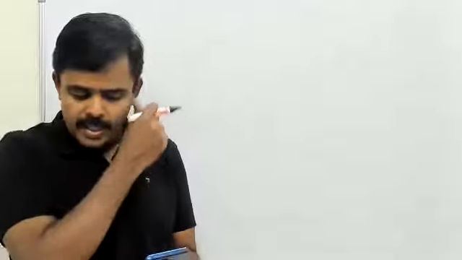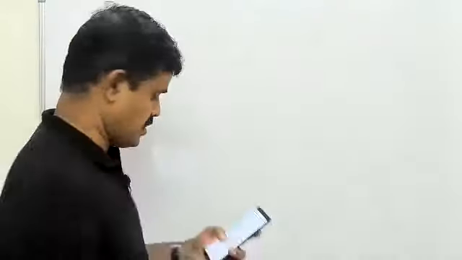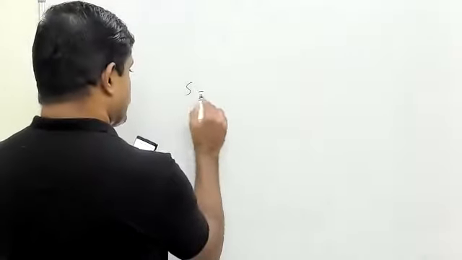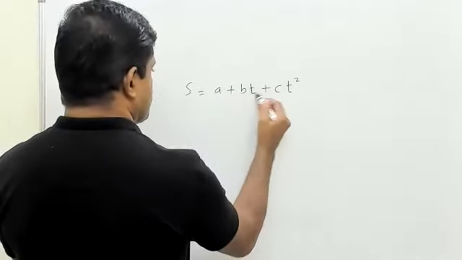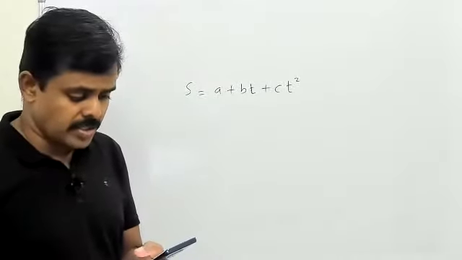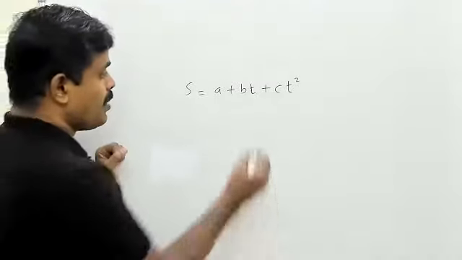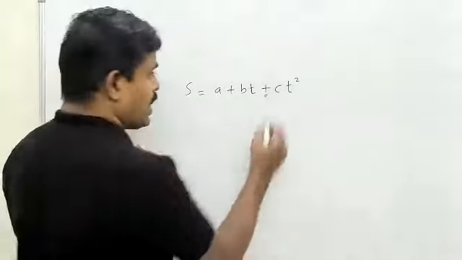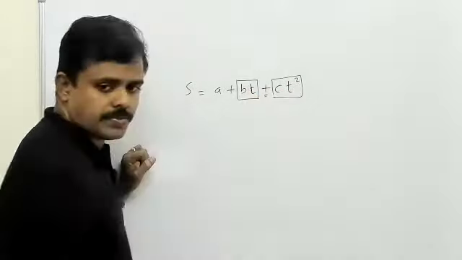If S is equal to A plus BT plus CT square, S is measured in meter and T is in seconds, the unit of C is. Let us do that. Easy question. I've been given another equation now, A plus BT plus CT square. Find the dimensions of unit of C. How do you find unit of C? There is a plus sign here. So dimension of this should be the same as dimension of this. Correct.